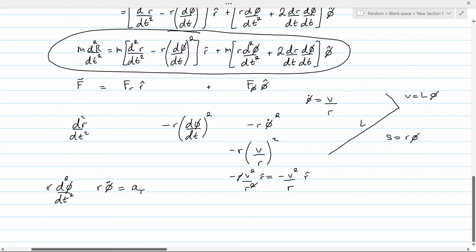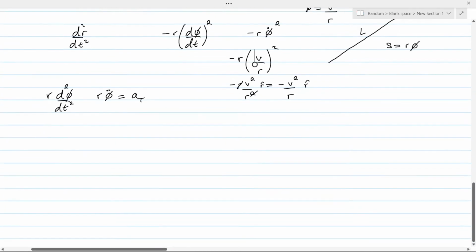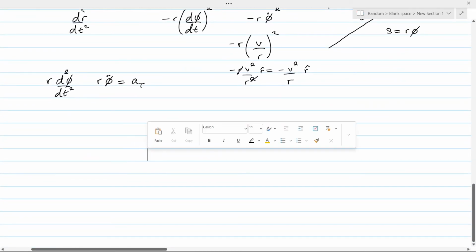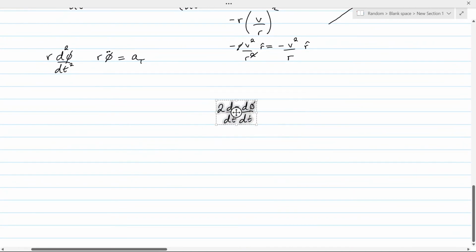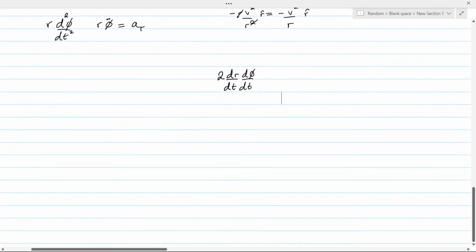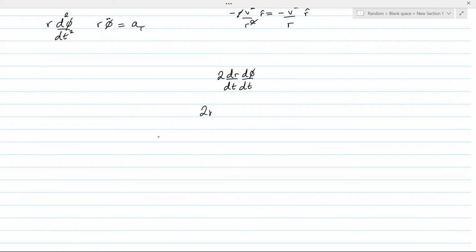The last term to talk about would be this term. Or rewriting that as 2m r dot phi dot.